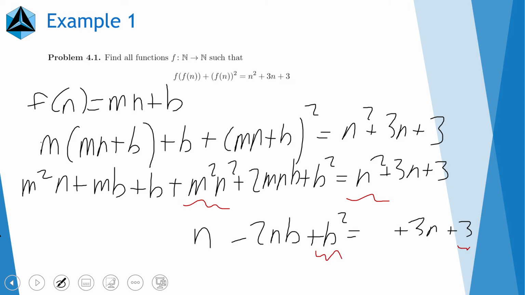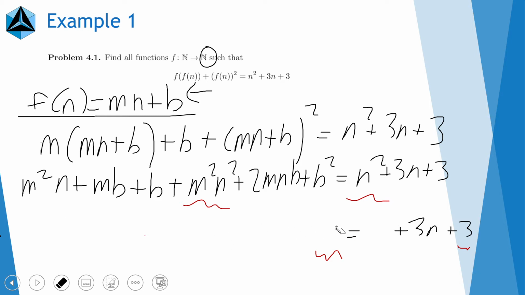But wait, right now that's an issue, because if b squared is equal to 3, then that means b is not going to be an integer. And that's a problem, because f of n is equal to mn plus b, and our output must be integers. If b is a non-integer, we're going to have problems. So we know that there's going to be no solutions here. We can't have any b that works. So that means that when m is equal to -1, which was our assumption here for this part, we're not going to have anything. So now let's just start assuming that m is equal to 1 and see what solutions that gives us.